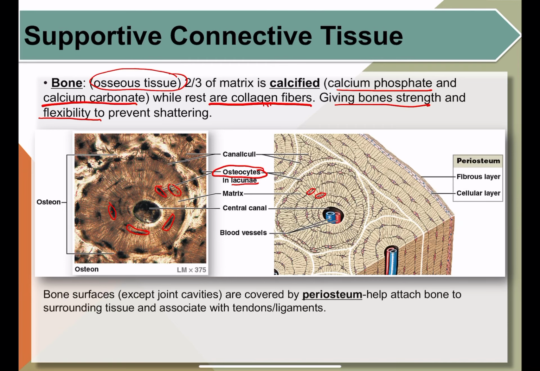All right, so bone surfaces, other than those that are in the joint cavities, are covered by periosteum. I already mentioned that before. Periosteum is a type of dense, irregular connective tissue. It helps with attaching bones to surrounding tissue and is associated with tendons and ligaments. The ability for tendons to attach muscles to bones is because we have this periosteum layer.